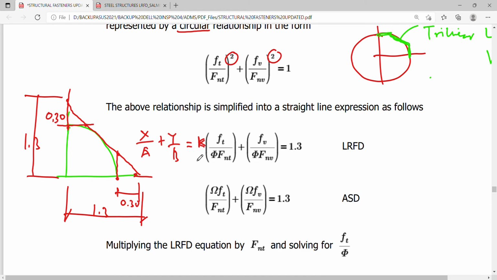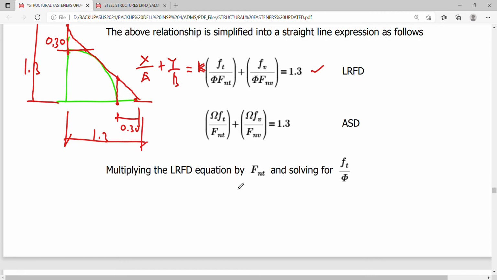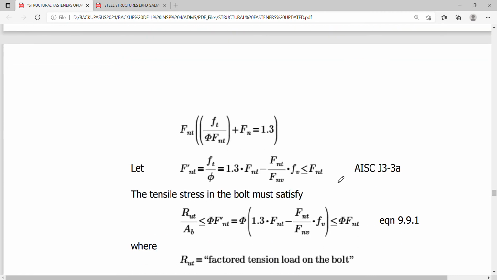Okay, so this k value here is actually the 1.3 there. And if we're going to use the ASD, of course, we get rid of the phi and substitute omega as the basis for your capacities. So Fn over omega is the capacity in ASD, while phi Fnt is the capacity for LRFD in terms of tension and shear. So multiplying the LRFD by Fnt and solving for Ft, we get this equation.